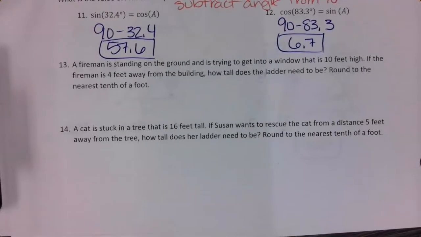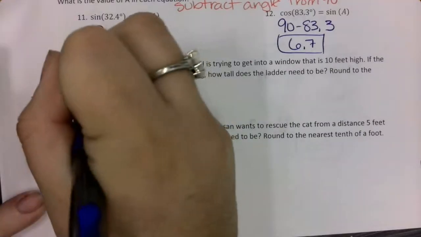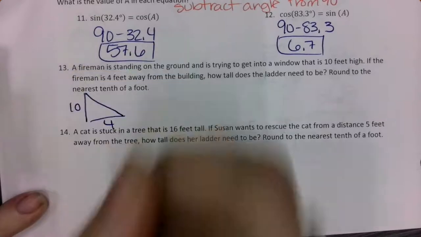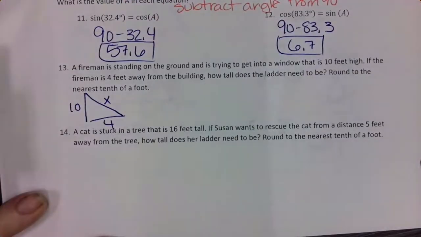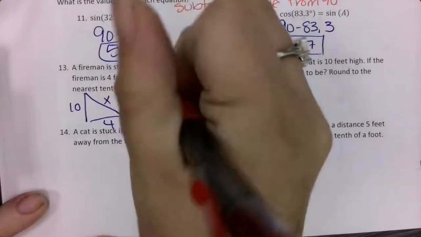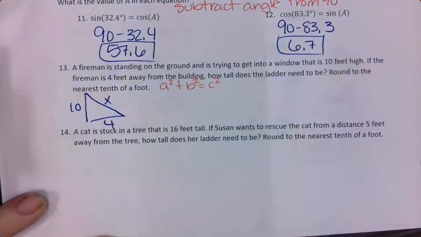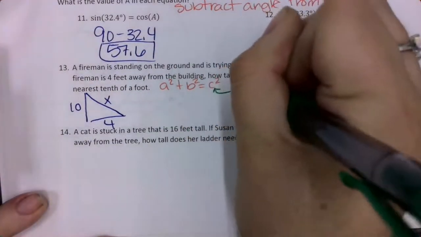Numbers 13 and 14 are word problems. 13 says a fireman is standing on the ground trying to get into a window that is 10 feet high. And he's 4 feet away from the building. How tall does the ladder need to be? So the ladder is what's leaning against the building. This one, since I have 3 sides, I want to use the Pythagorean theorem, which remember is a squared plus b squared equals c squared, where c is my hypotenuse along this side.